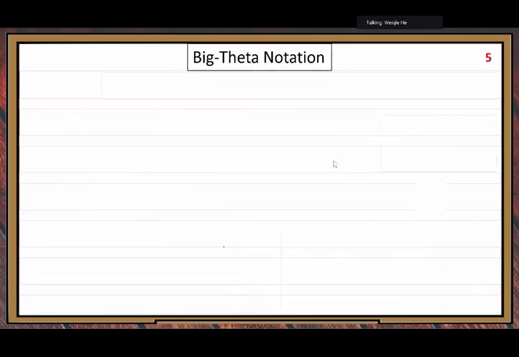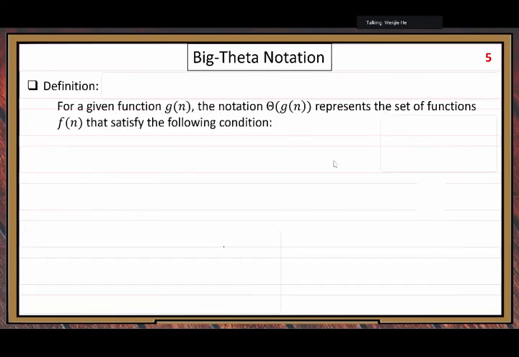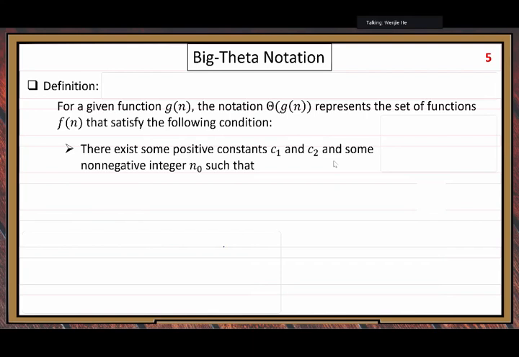Then the last one, our last asymptotic notation, big theta. This time we have both an upper bound and a lower bound, so we have two constants, c1 and c2.